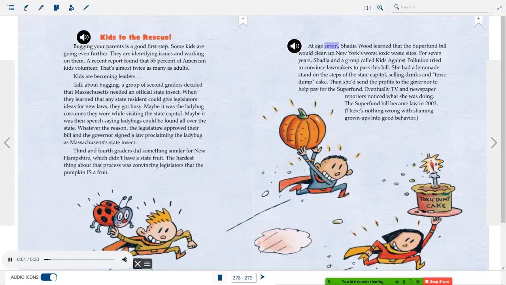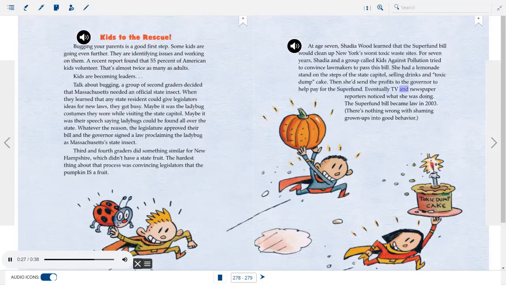At age 7, Shadia Wood learned that the Superfund bill would clean up New York's worst toxic waste sites. For 7 years, Shadia and a group called Kids Against Pollution tried to convince lawmakers to pass this bill. She had a lemonade stand on the steps of the state capitol, selling drinks and toxic dump cake. Then, she'd send the profits to the governor to help pay for the Superfund.